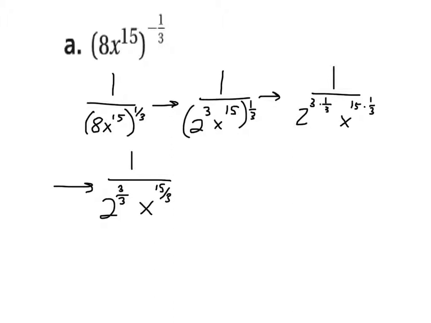Or essentially, you're dividing the exponents. Well, 3 divided by 3 is 1. So this is really 2 to the first. And 15 divided by 3 is 5. So this ends up being 1 over 2x to the 5th power. So we used a couple of rules here with exponents. We use the negative exponent rule, move it to the bottom, and we also use the distribution of the exponent rule when we multiplied and then we divided our exponents out.